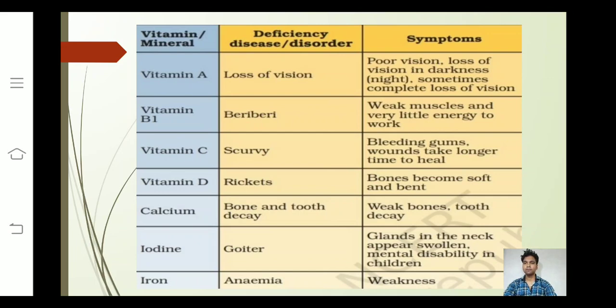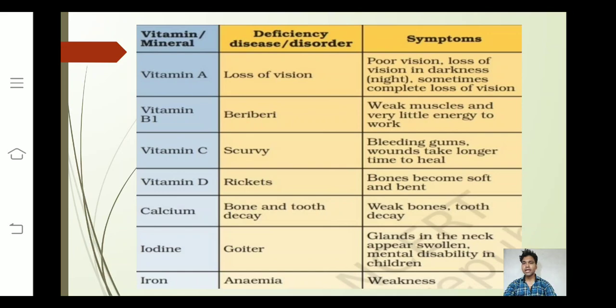Vitamin C. The disease is scurvy. The symptoms are bleeding gums, and wounds take a longer time to heal. Vitamin D deficiency means rickets. Friends, the disease rickets is related to our bones. In lack of vitamin D, our bones may become irregular or bent.